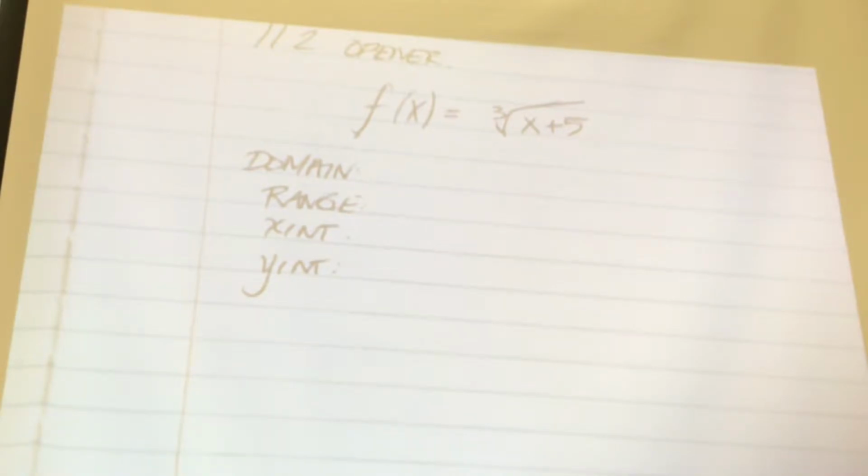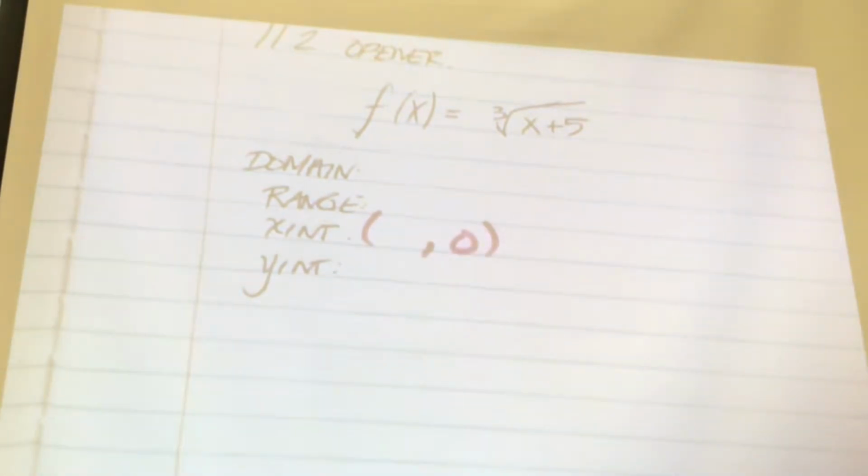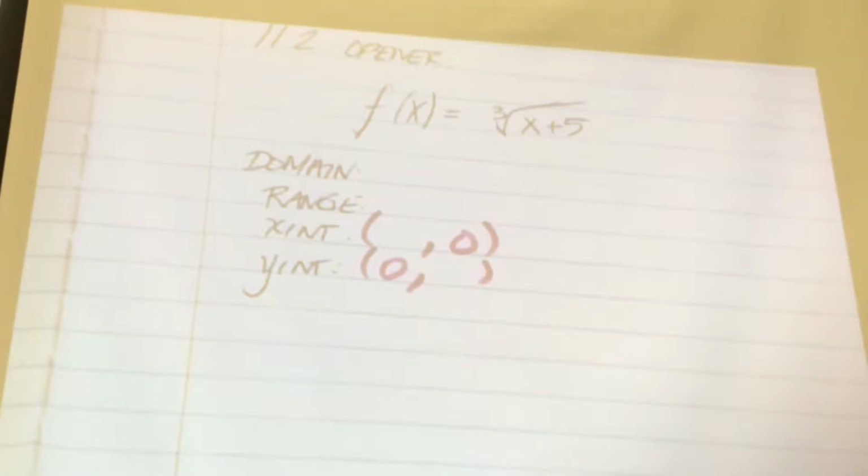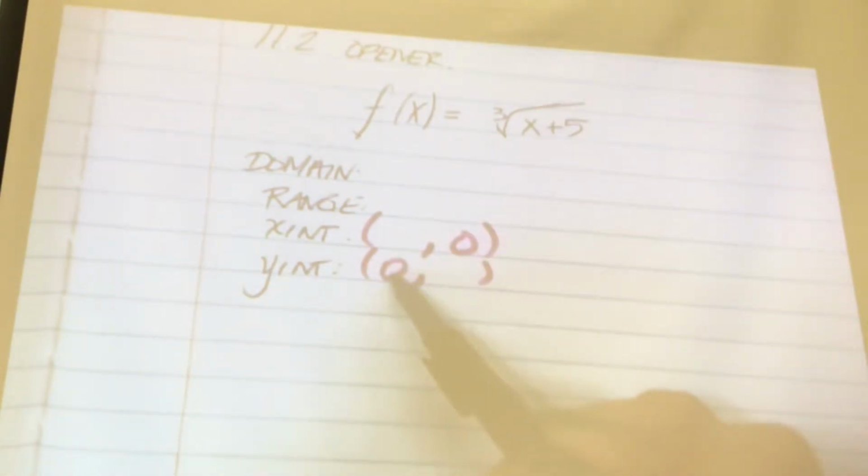As a reminder, you find the x-intercept by plugging in 0 for y, and you get the y-intercept by plugging in 0 for x. Take out your calculators, please. If I plug in 0 for x, I get 0 plus 5, and then take the cube root of that.